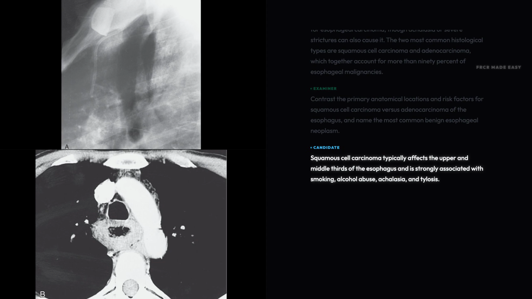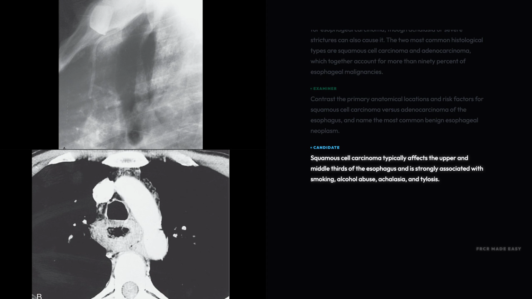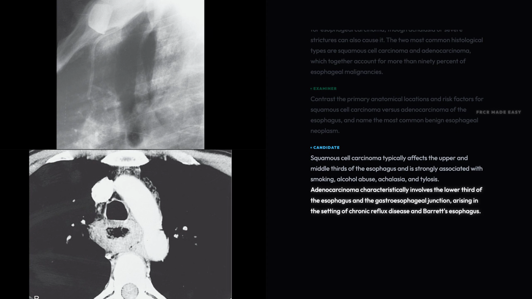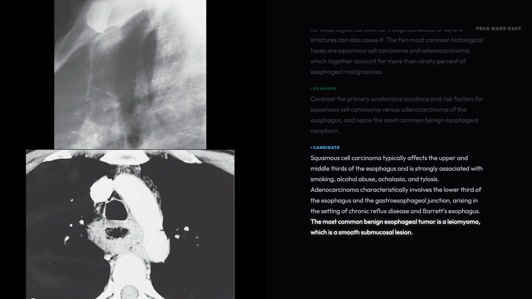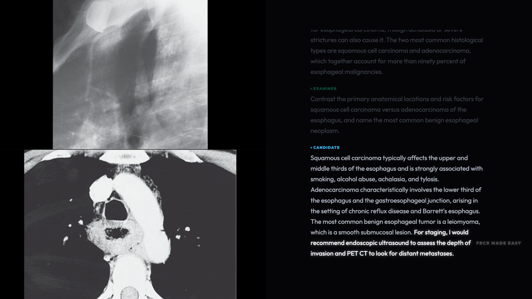Squamous cell carcinoma typically affects the upper and middle thirds of the esophagus and is strongly associated with smoking, alcohol abuse, achalasia, and tylosis. Adenocarcinoma characteristically involves the lower third of the esophagus and the gastroesophageal junction, arising in the setting of chronic reflux disease and Barrett's esophagus. The most common benign esophageal tumor is a leiomyoma, which is a smooth submucosal lesion.